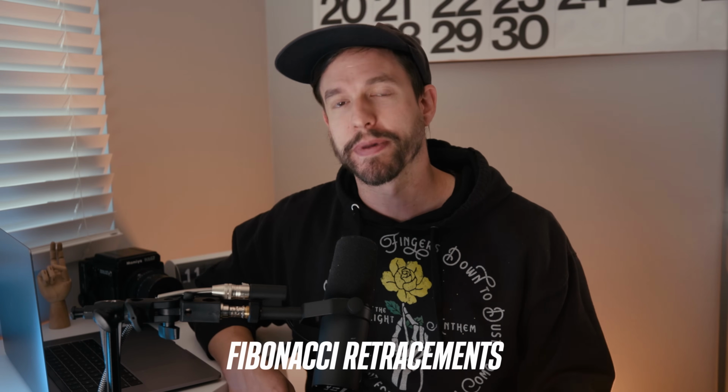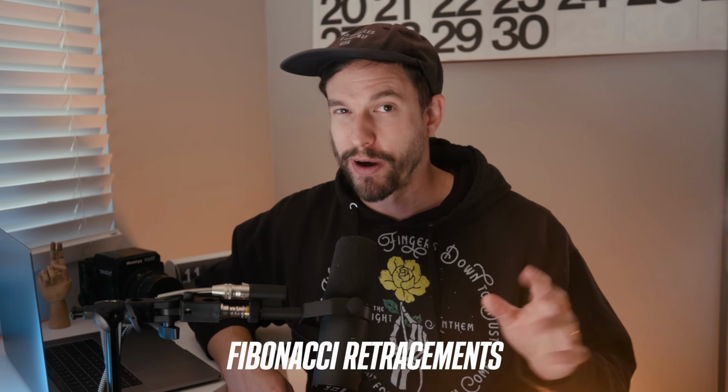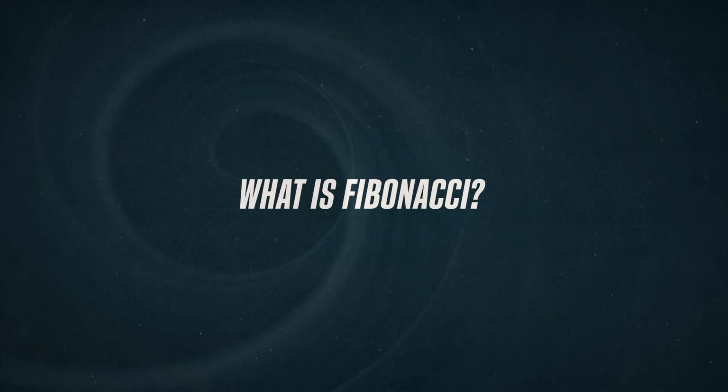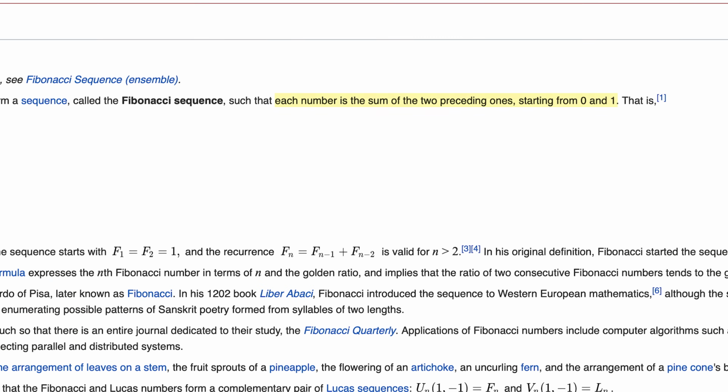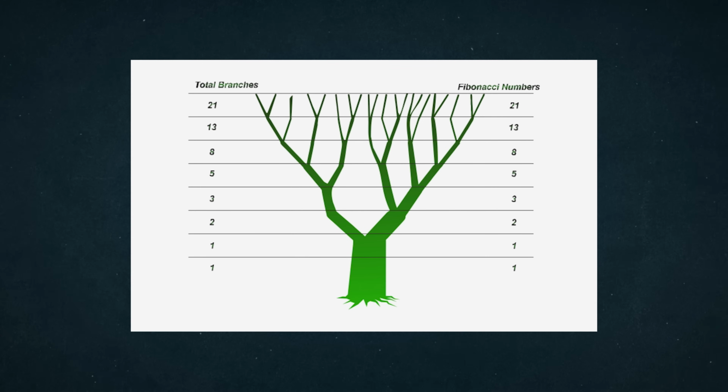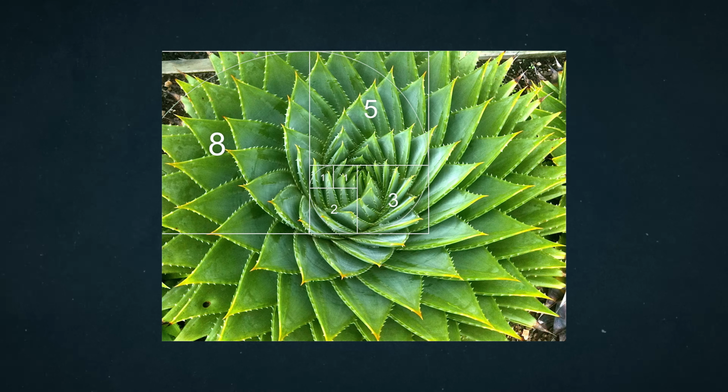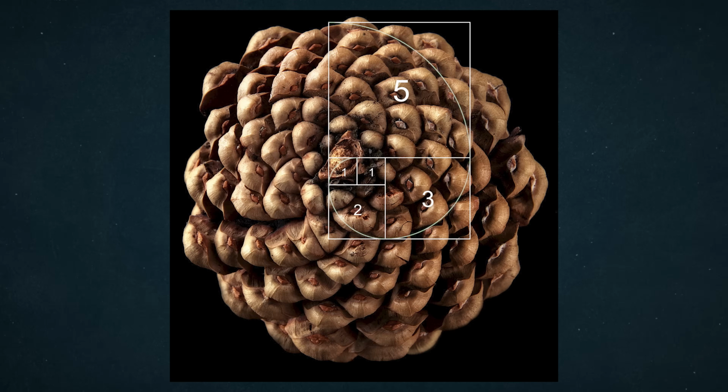This is a popular tool among technical traders, and there are quite a few different ways people use them, so let's do a quick overview. In mathematics, Fibonacci numbers form a sequence where each number is the sum of the two preceding ones, starting with 0 and 1. Fibonacci sequences also appear in nature, like the arrangement of leaves on a stem, pine cones, etc.